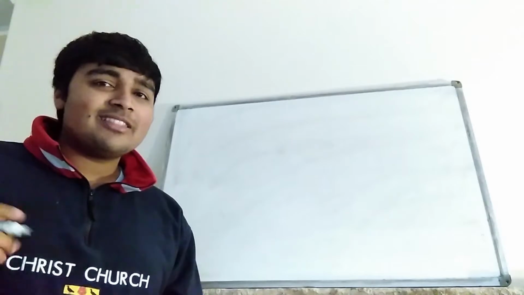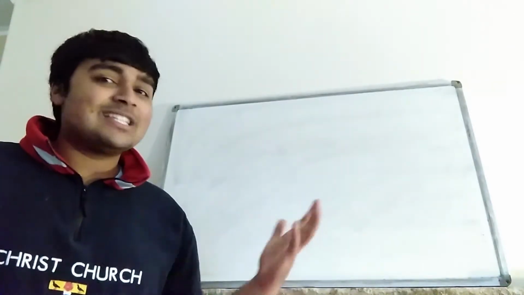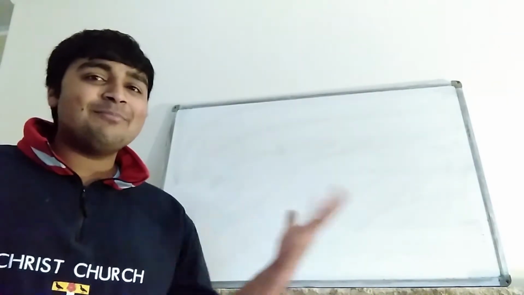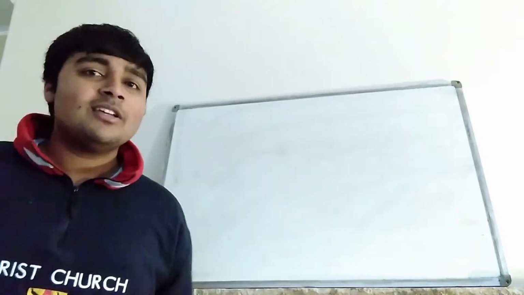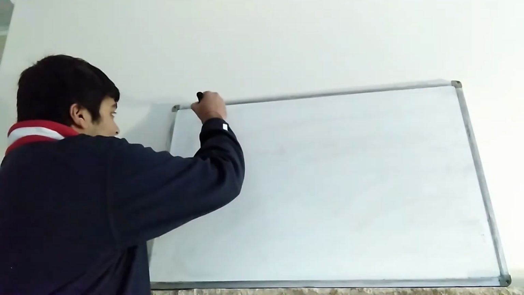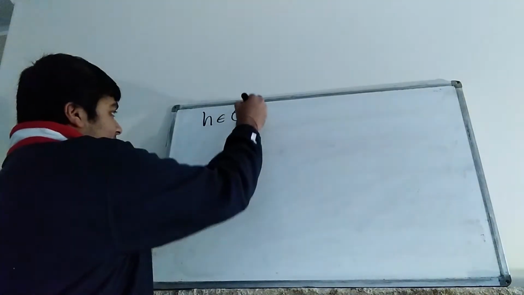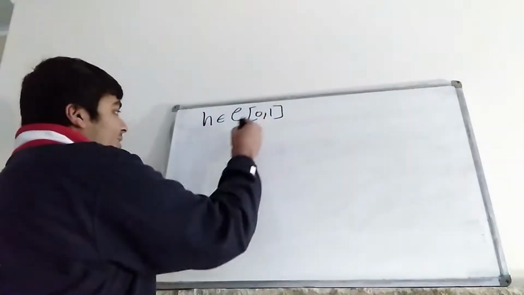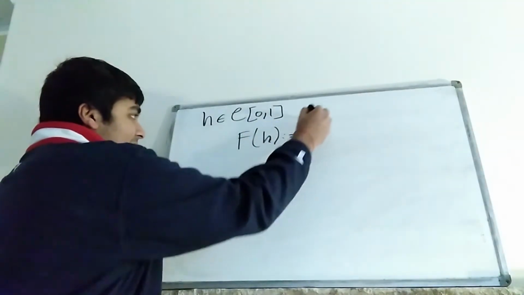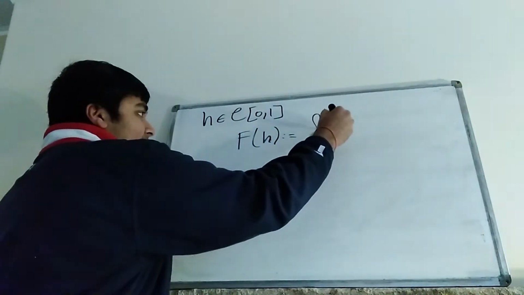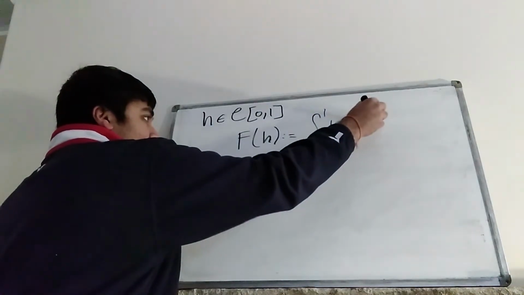Okay, so the first part, there are quite a few different functions capital F we can use, but perhaps the simplest and the most intuitive one to use is the integral. So in other words, if we have a function h which is continuous on [0, 1], so h is in our domain, then define F of h to be equal to the integral from 0 to 1 of h of x dx.